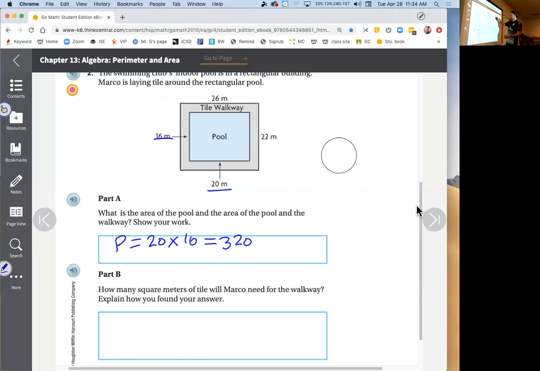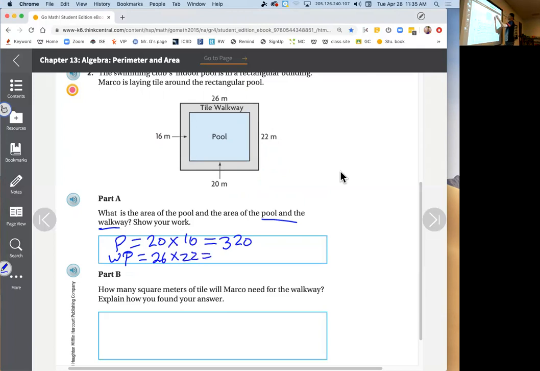Okay. Now it asks for the pool and the walkway. So we want the whole thing, not just the walkway, because the walkway is everything that is gray. Okay, we got to do this first. So just find the whole thing. The whole thing, WH is whole thing. Maybe we should write walkway and pool. So walkway and the pool is going to be 26 times 22.